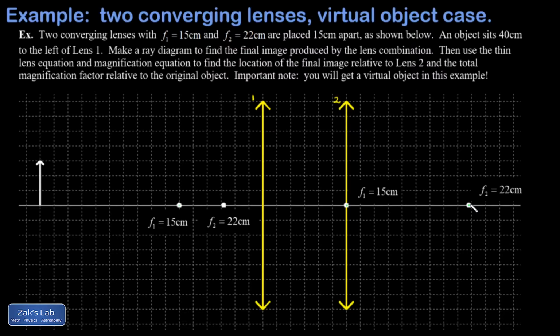Our object starts at a distance of 40 centimeters to the left of the first lens, and we're going to make an accurate ray diagram for the final image produced by this lens combination, and then we're going to verify it by analytically using the thin lens equation and the magnification equation. Now, the complication in this problem is that the image from the first refraction through the first lens lands on the wrong side of the second lens. That's called a virtual object.